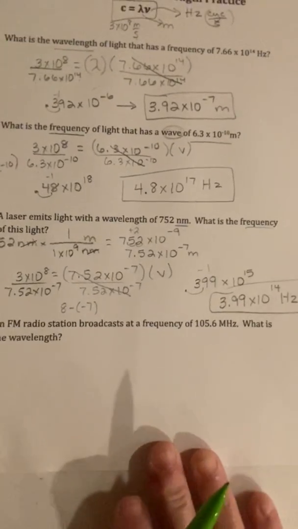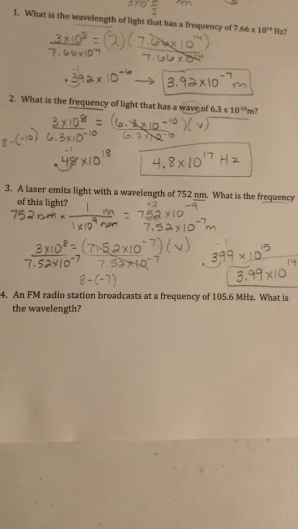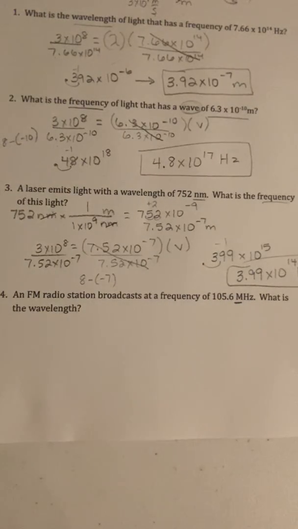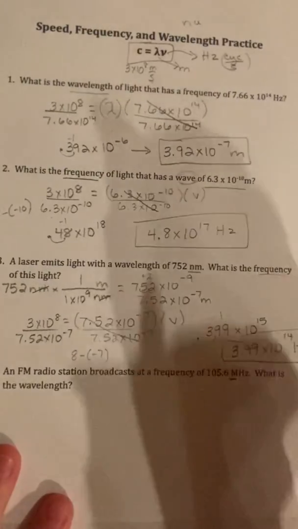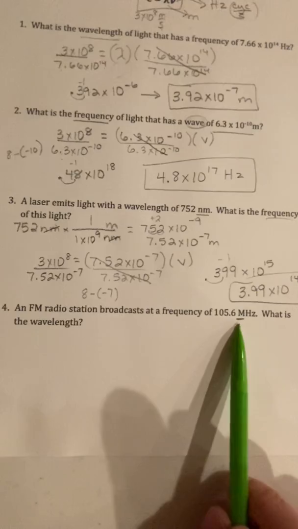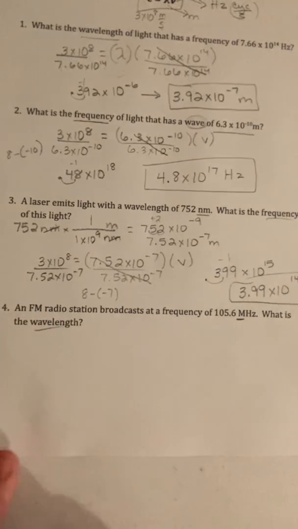And then the last one. It says an FM radio station broadcasts at a frequency of 105.6 megahertz. So this one's kind of funny because you need hertz. If you look up above, you need that to be hertz, and it's megahertz. What is the wavelength? So they want us to find the wavelength.